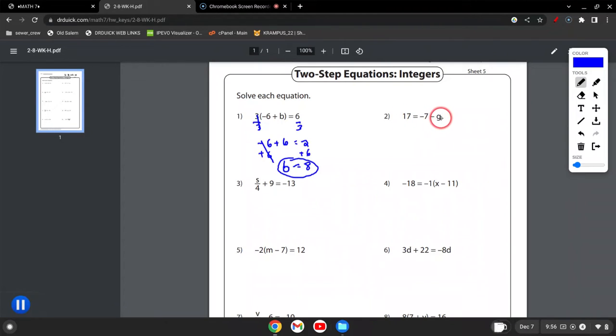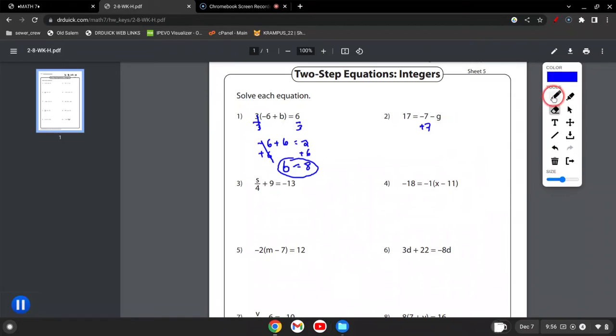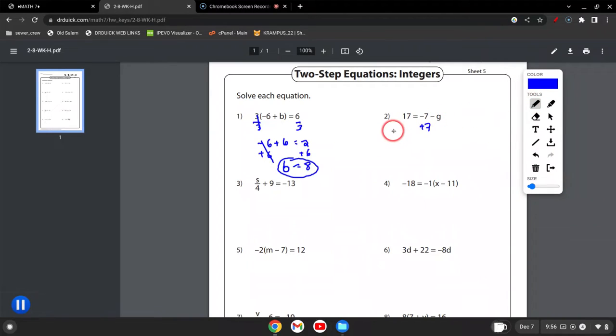17 equals minus 7 minus g. I have to get rid of this 7 to keep the g by himself. I should get rid of that so it doesn't confuse anything. And I put plus 7 on this side. It's a bad looking 7, so I'm going to rewrite it. I put a 7 here, I put a 7 here.